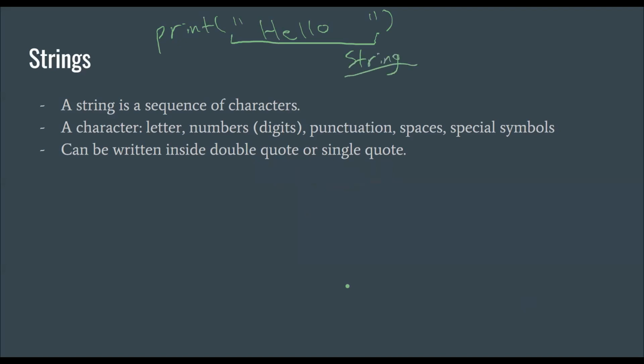We also mentioned strings as a data type you can store in a variable. We said you can store an integer, a float, or a string. Today we are going to go into more detail on what exactly a string is. A string is a sequence of characters.